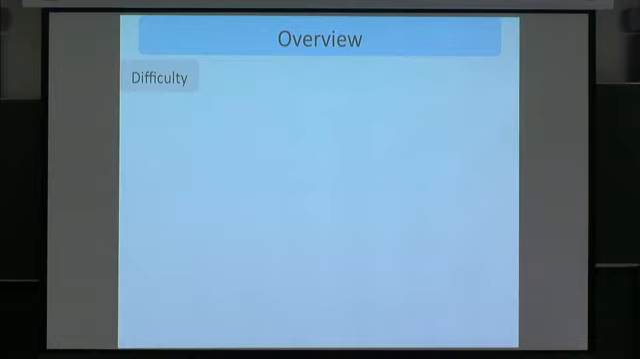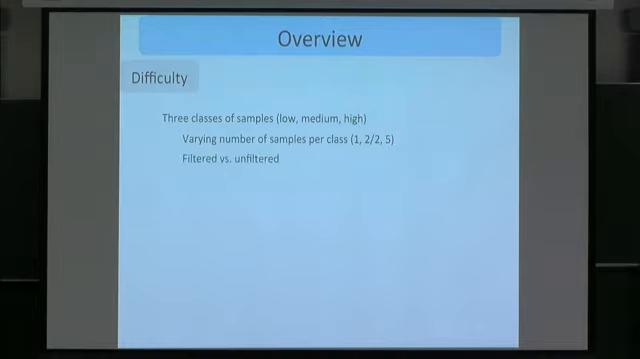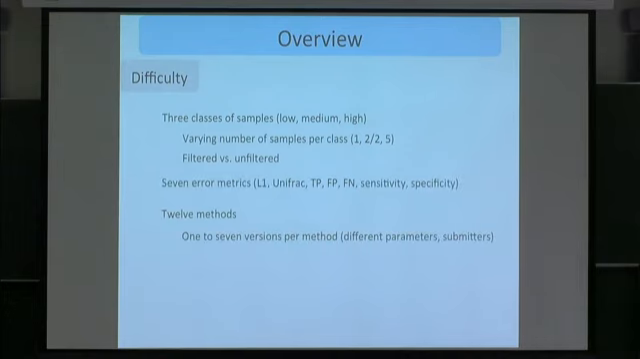So, difficulty with visualizing this stuff. I don't have to impress upon you how hard it is to summarize all this information together, because think about it, we have 3 different classes of samples with a varying number of samples per class. 1 low sample, thank goodness, 2 samples of the medium with 2 different insert sizes, 5 of the high, and then we have filtered and unfiltered, and then we have 7 different error metrics and 12 methods, and some of those methods have up to 7 versions per method, so a high dimensional manifold to try to visualize.